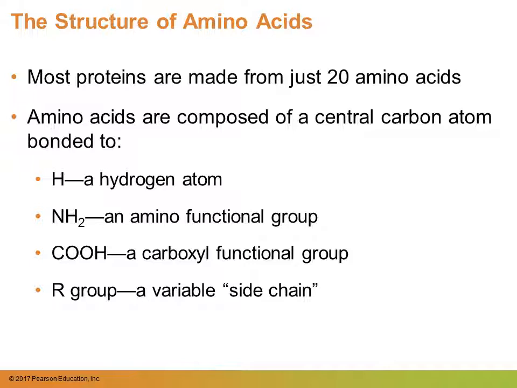As I mentioned before, the building blocks of proteins are amino acids, and in fact there's 20. Some books say that there are 21, but what makes each amino acid unique is the side chain. So what does an amino acid look like? It's composed of a central carbon, and it's bonded to a hydrogen, an amino group, which is NH2, a carboxyl group, which is COOH, and then that side chain, which we call the R group, and that's what makes each of the 20 amino acids unique.